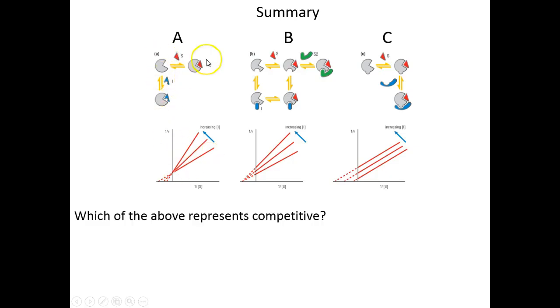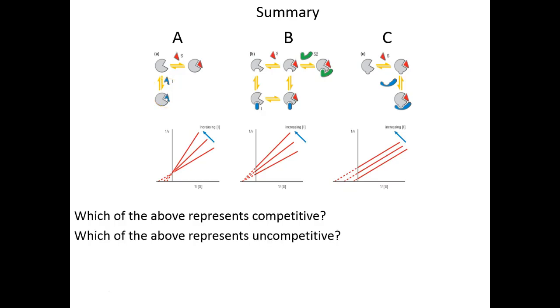Let's look at our schematic to see if it's true. This schematic shows the inhibitor binding to the active site, or the substrate binding to the active site. The inhibitor and the substrate are competing for access to the same region. Of course, that is a competitive inhibitor.